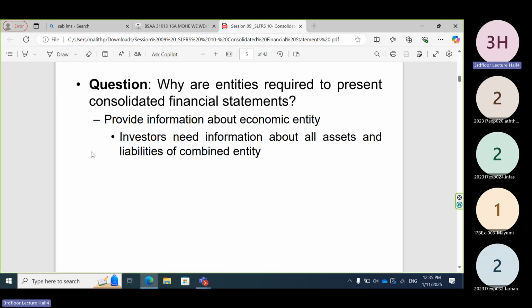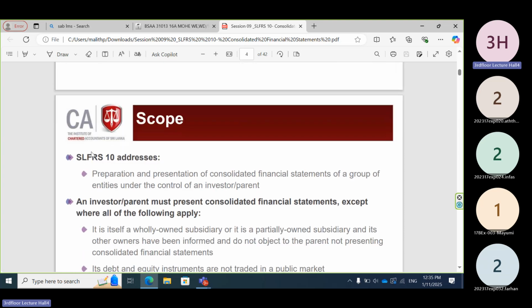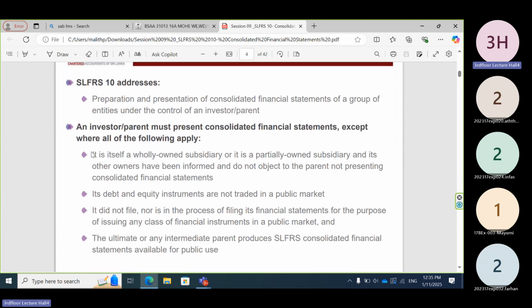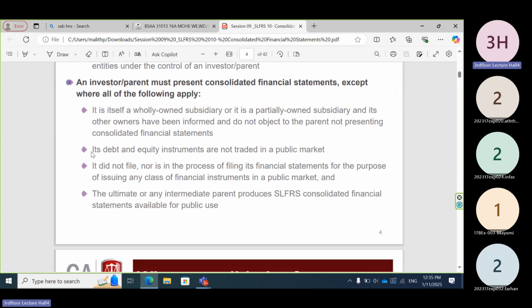So then here we have a doubt, a question. As a parent company, is it a requirement to prepare consolidated financial statements? Is it a must, or can we get an exemption? So we do have some exemptions. As a parent, we don't need to prepare consolidated financial statements in every scenario. So these are the exemptions.